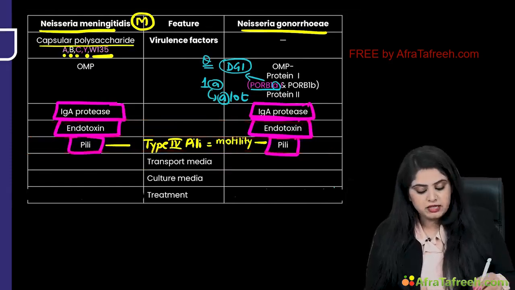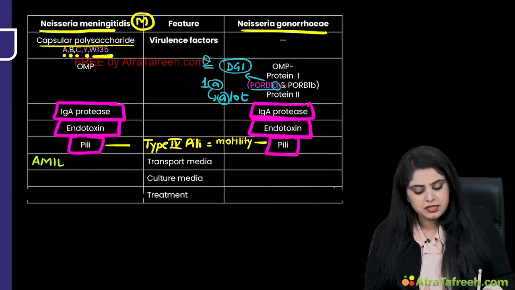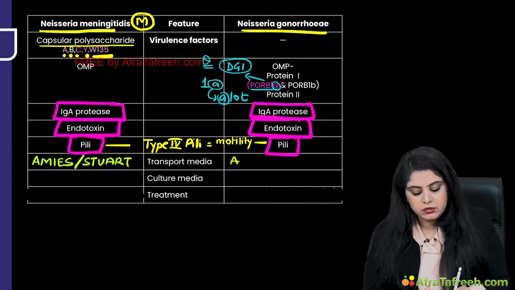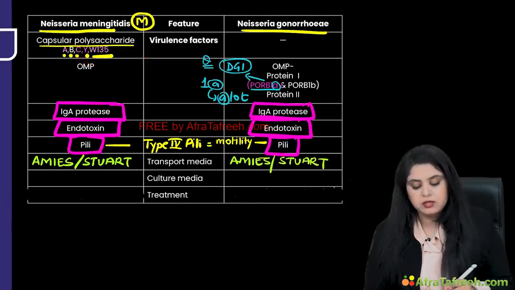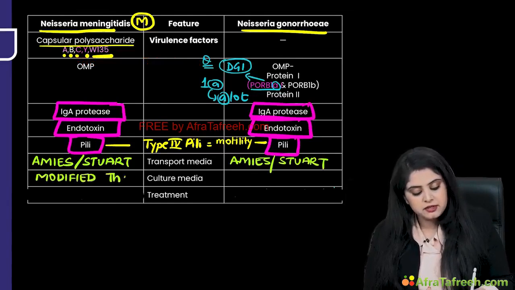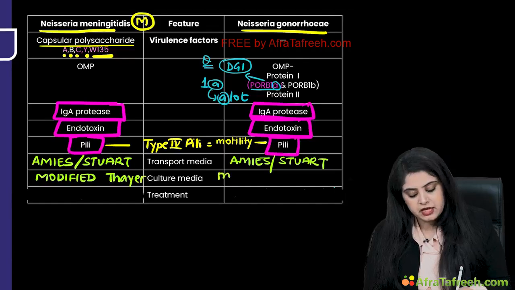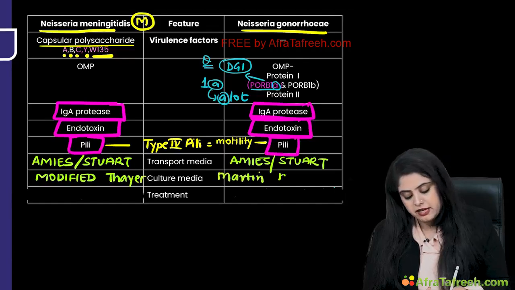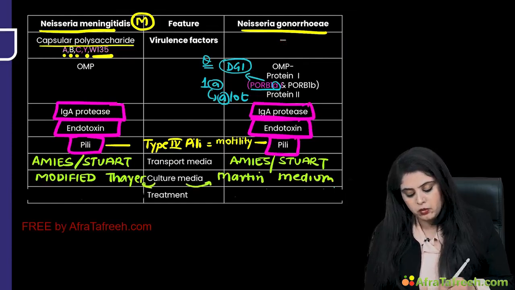Both have the same transport media. There is something known as the Amies or the Stuart media, which is a charcoal-based media, that is going to be a transport media for both of them. And what is the culture media? Culture media is also the same. It is the modified Thayer-Martin medium, which I can use for both of them.